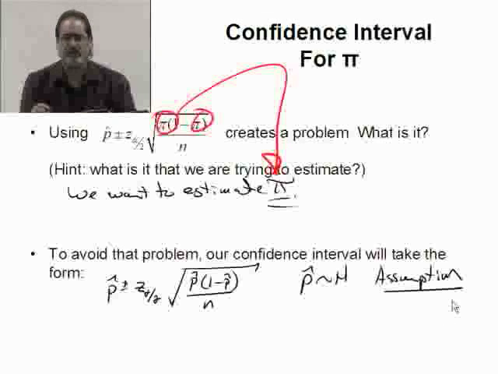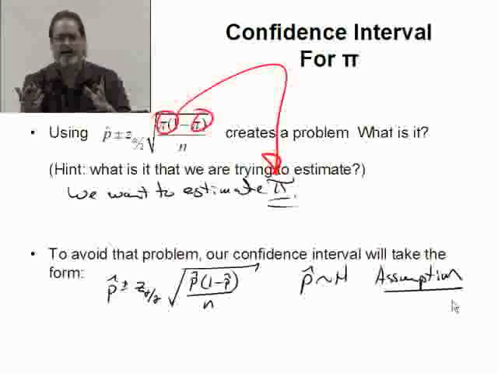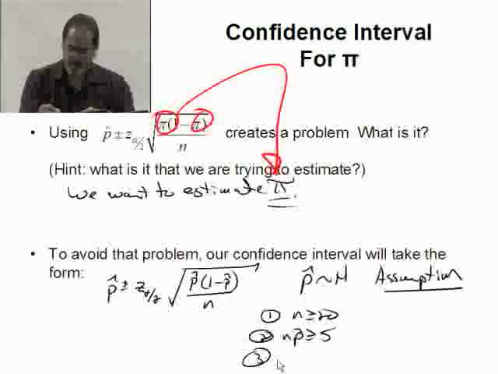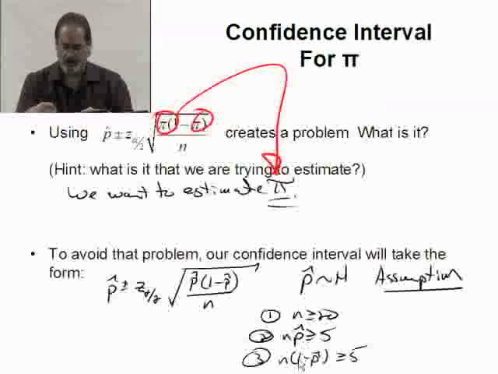But how do we show it's reasonable? Well, we can't take n times pi because we don't know pi. We show it's reasonable if n is at least 20, n times p hat is at least 5, and n times 1 minus p hat is at least 5. So all I did is, because I substituted p hat into my equation here, I'm going to substitute p hat into the way I satisfy the assumptions.